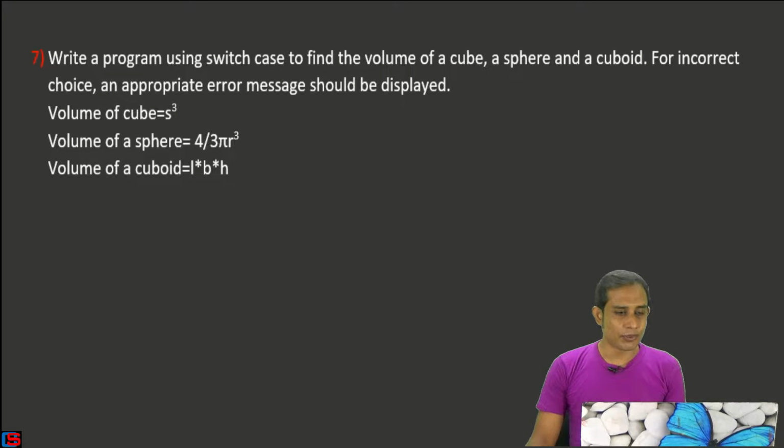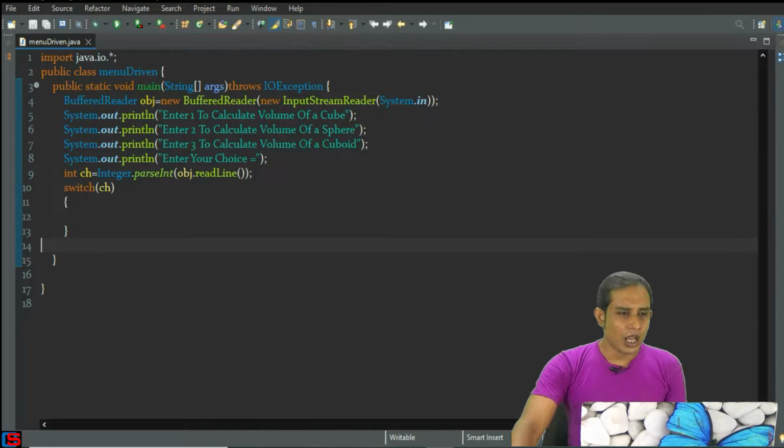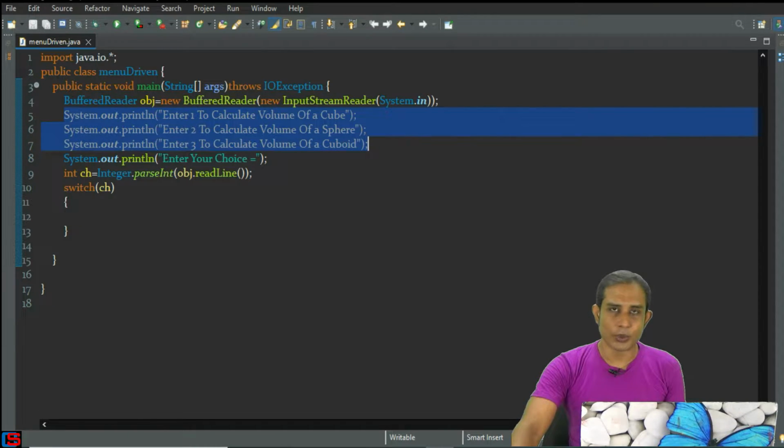And the formulas for the volume of a cube, the volume of a sphere and the volume of a cuboid are given there. So let's start with the program. You can see I have already written the menu, which is printed here like this. Enter 1 to calculate the volume of a cube, enter 2 to calculate the volume of a sphere and enter 3 to calculate the volume of a cuboid. Okay, and then I am asking the user to enter the choice.